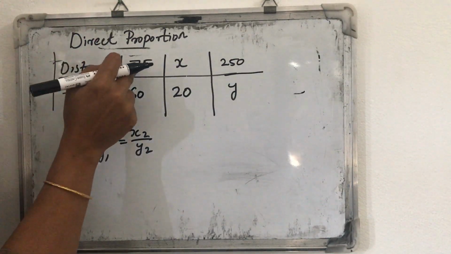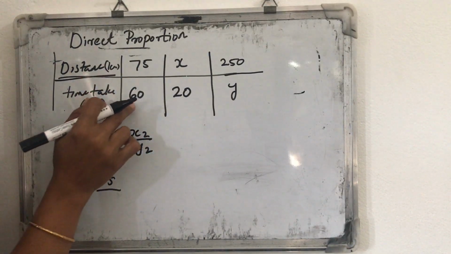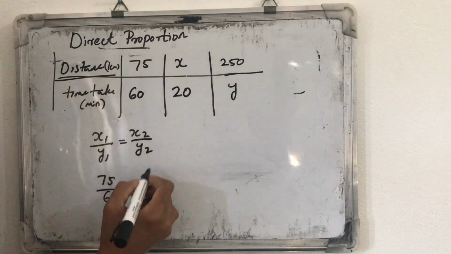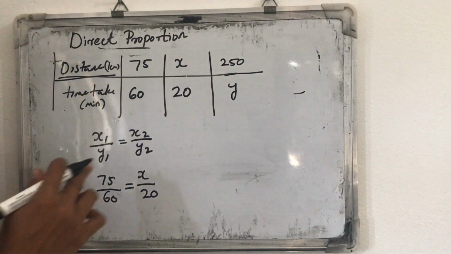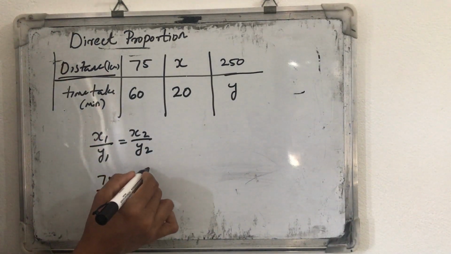Here instead of x1 we can take 75, and y1 we can take 60. 75 by 60 equal to, instead of x2 we can simply write x, and y2 we can take 20. From this we will get the value of x. Find out the value of x from this.